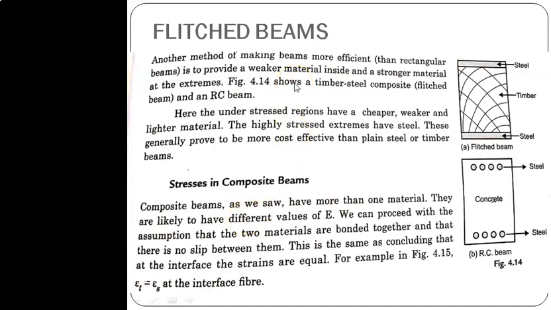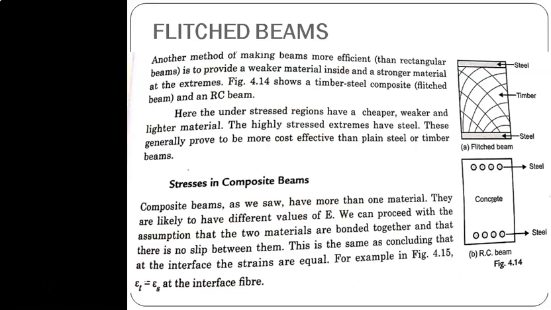Yes, next chapter let us see the flitched beams. What is a flitched beam? Another method of making beams more efficient than a rectangular beam is to provide a weaker material inside and a stronger material at the extremes. As we have already seen, with respect to the neutral axis the stress becomes 0, and the fibers adjacent to the neutral axis also experience lesser bending stresses, and therefore we can concentrate the weaker material nearby the neutral axis, whereas the stronger material can be concentrated only at the extreme fibers.